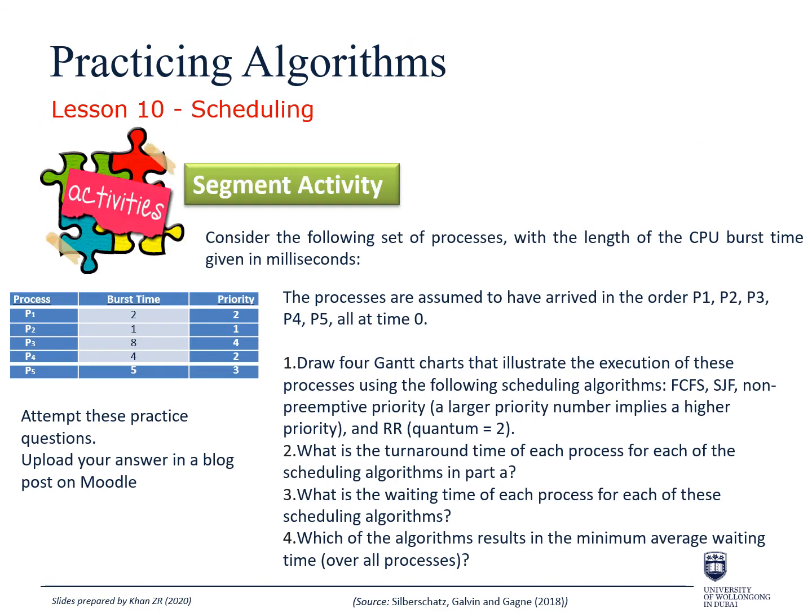Segment activity: scheduling, practicing algorithms. Consider the following set of processes with the length of CPU burst time given in milliseconds. The processes in this table are assumed to have arrived in the order P1, P2, P3, P4, P5, all at time 0. Attempt these 4 questions and upload your answers in the Moodle submission folder.